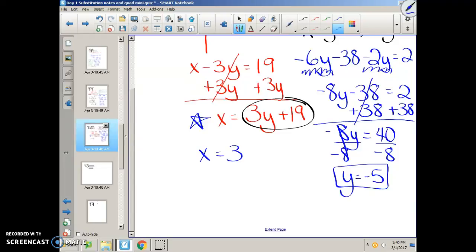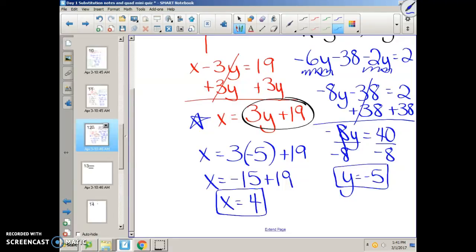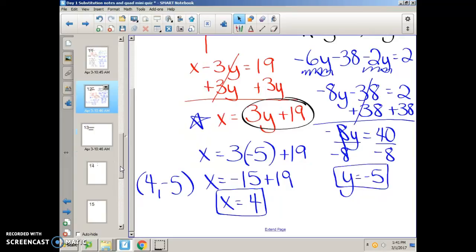Now we're going to rewrite it though. Instead of 3y, it's going to be 3 times -5 plus 19. Do a little bit of arithmetic. -15 plus 19. So x is really +4. It's not too scary, not too crazy. Yes, it takes a little bit of work. Really not too bad. There's one last equation to do. If you are good at this point, you can start working on the homework, but I am going to do one other one to give you another example.